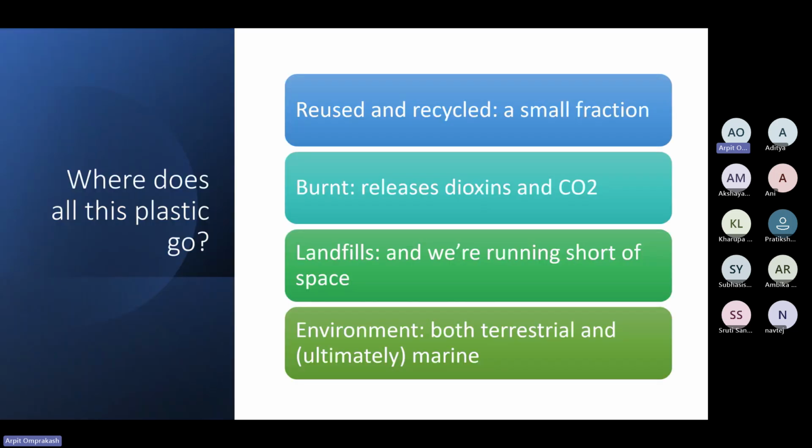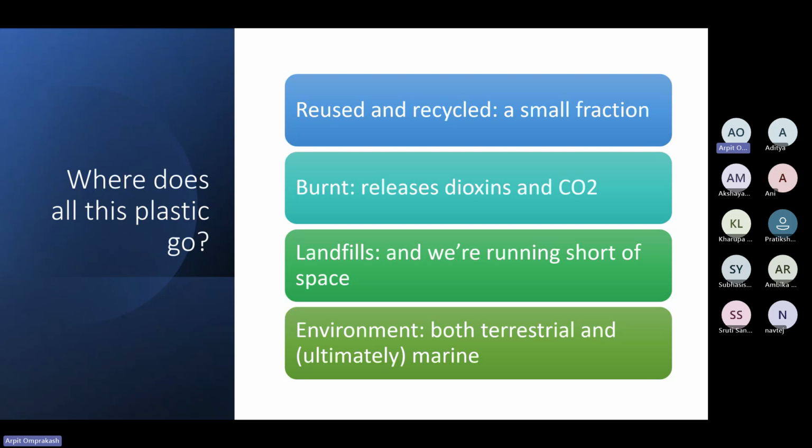Right. So where does all this plastic go that is produced? Once we use something, once we basically drink from a bottle of water, what do we do? A small fraction of it is basically reused or recycled. Many parts of it are burnt. But this burning releases a lot of CO2 and releases dioxins, which are basically toxic compounds. Right.